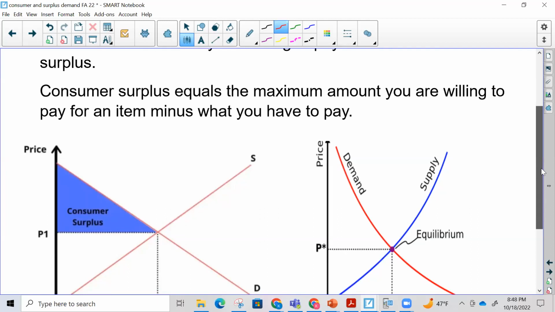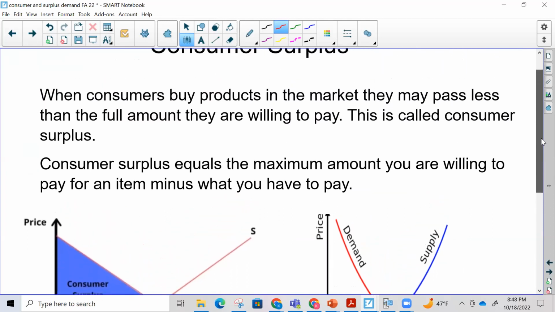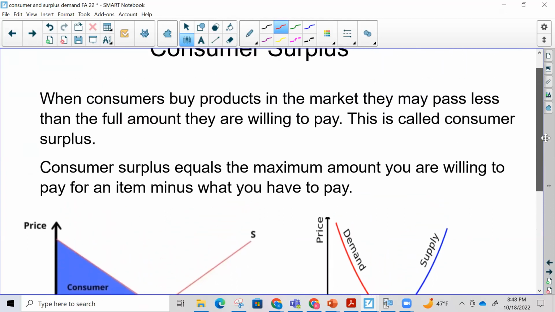For an example, say there's a computer that you want and they are charging $1,000 for it, but you're actually willing to pay $1,500 for it. That extra that you're willing to pay is called the consumer surplus.